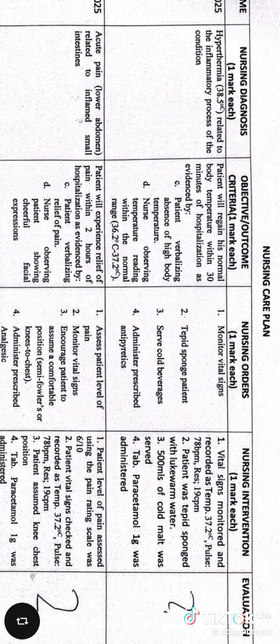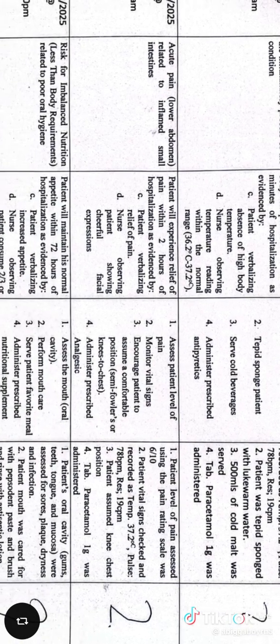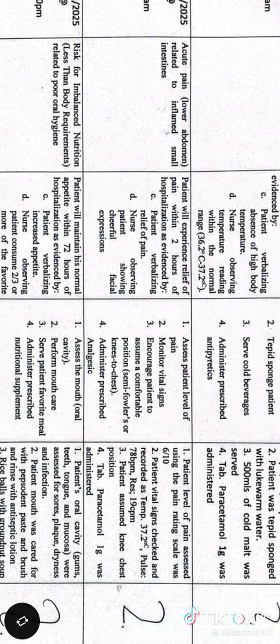Okay. So vital signs monitored and recorded as, so you see, you have to go through well. And then 2, patient was tepid sponged with lukewarm water. 500 mils of cold malt was served. Then tablet paracetamol 1 gram was also served. So these 4 interventions were made, and we believe that will help us to achieve the goal.